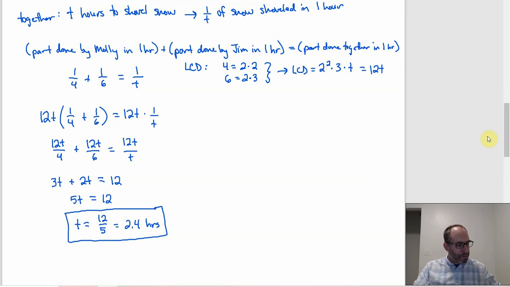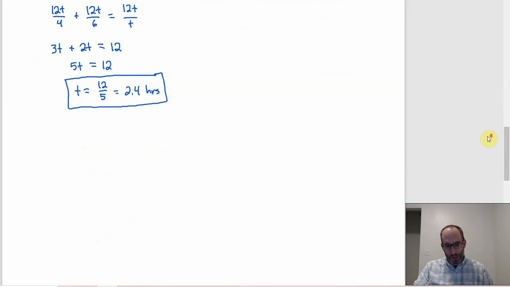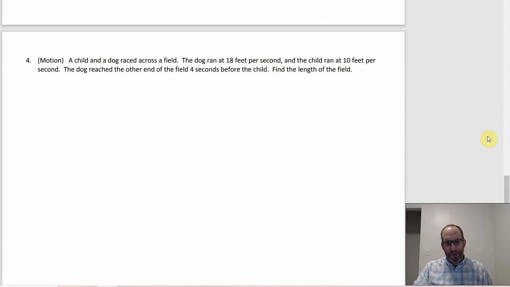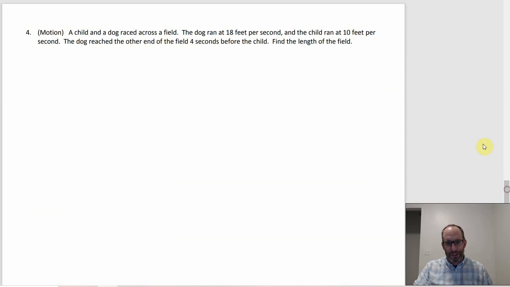All right, number 4, which is the motion or speed one. We've got a child and a dog who raced across a field. The dog ran 18 feet per second, the child ran 10 feet per second. Let's see what we're being given here. This is a speed, and so is this. And then the time is in here: the dog reached the other end of the field 4 seconds before the child.